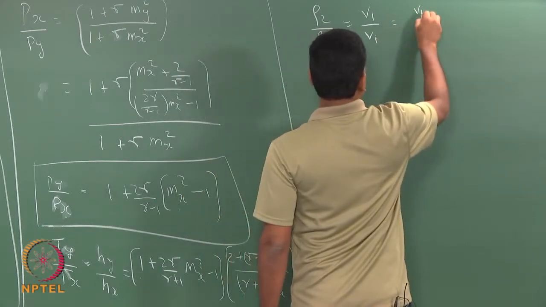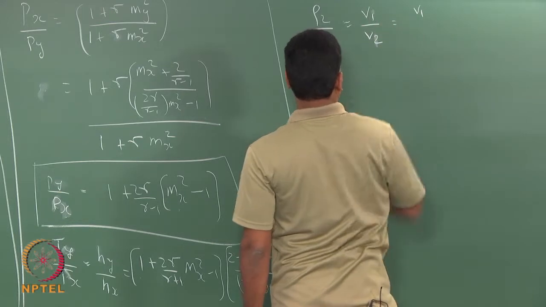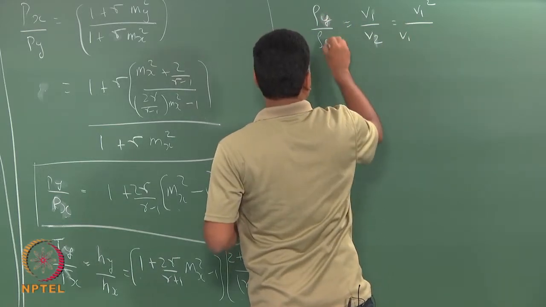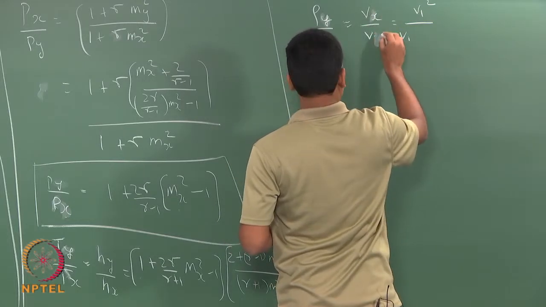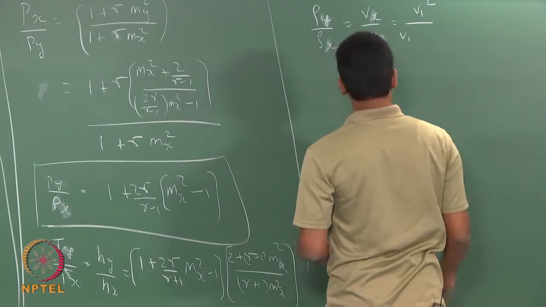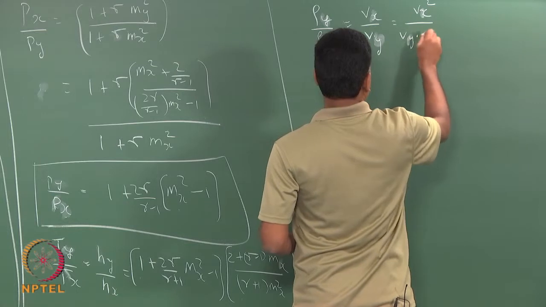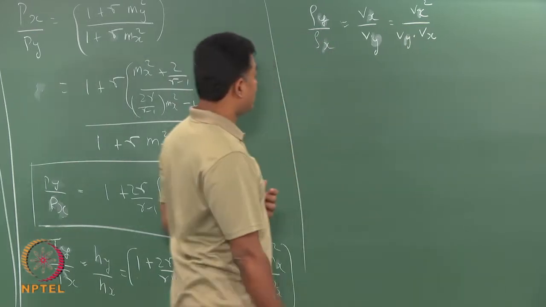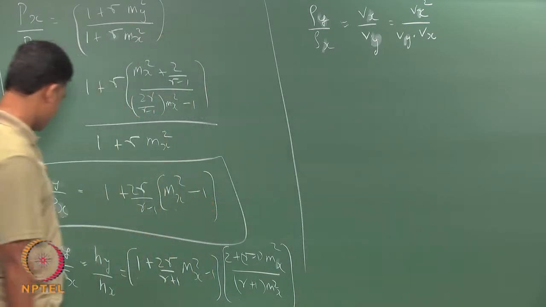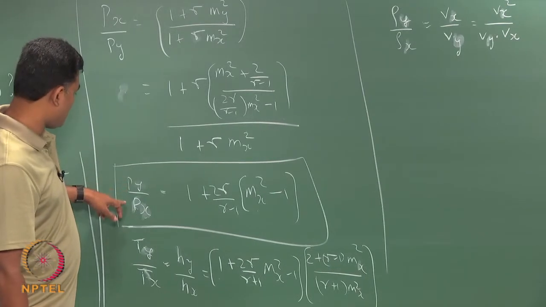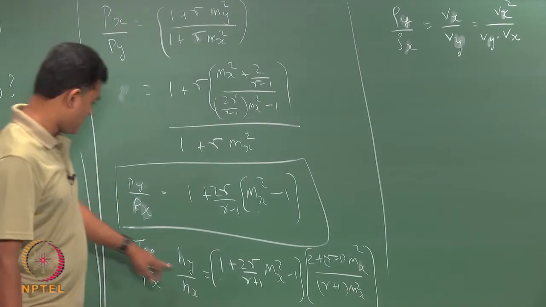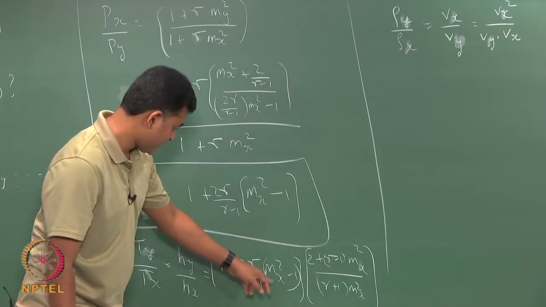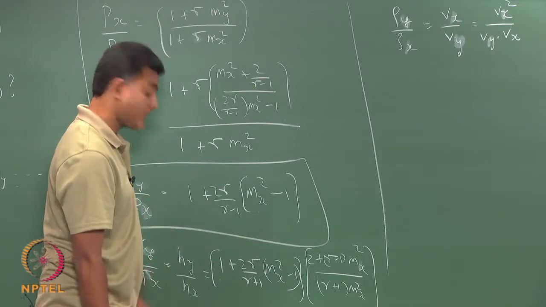We can write this as Vx square by Vy into Vx. I will write it with y and x, the notation that we were using, so I will continue with that. Vx dot Vy we have derived to be, okay, there is a bracket here. There is Mx square minus 1, there is a bracket there. Yeah, thanks.